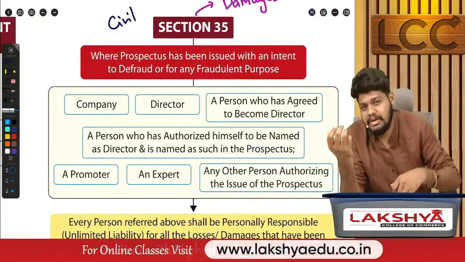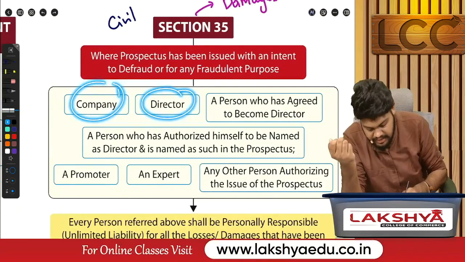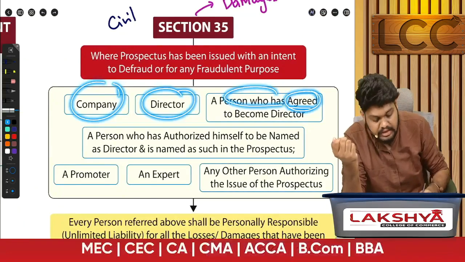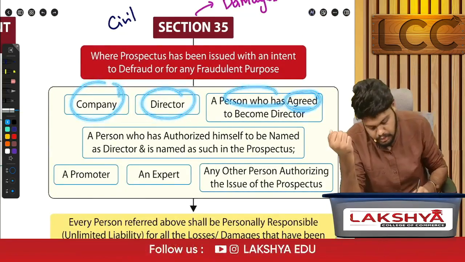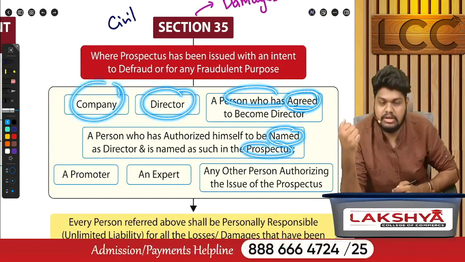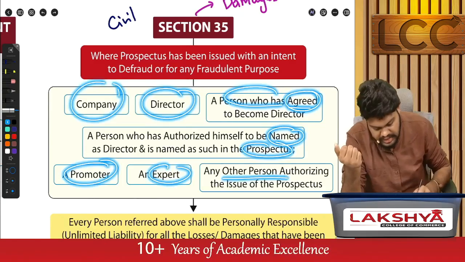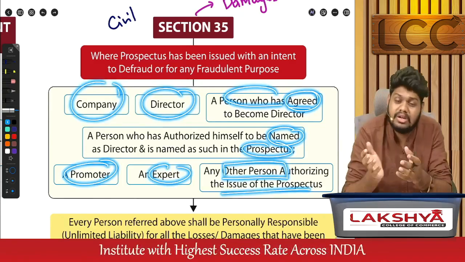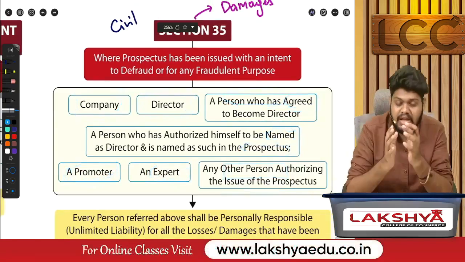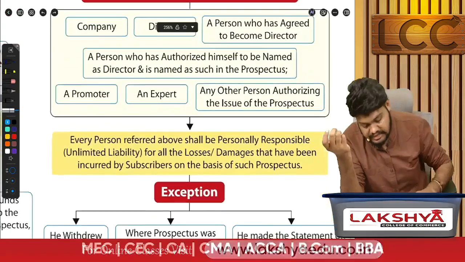Come on, guys, repeat it with me. A company, director, a person who has agreed to become a director, a person who has been named as such in the prospectus as director, experts, promoters, or any other person who has authorized the issue of the prospectus shall be held liable. But there are exceptions.